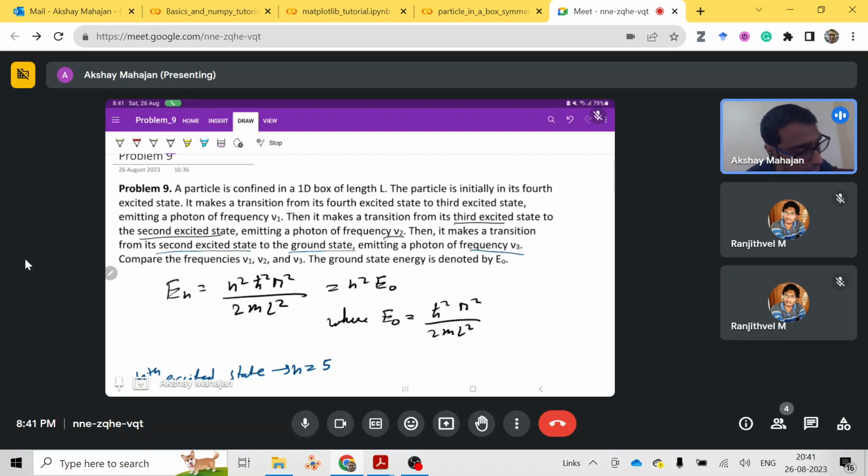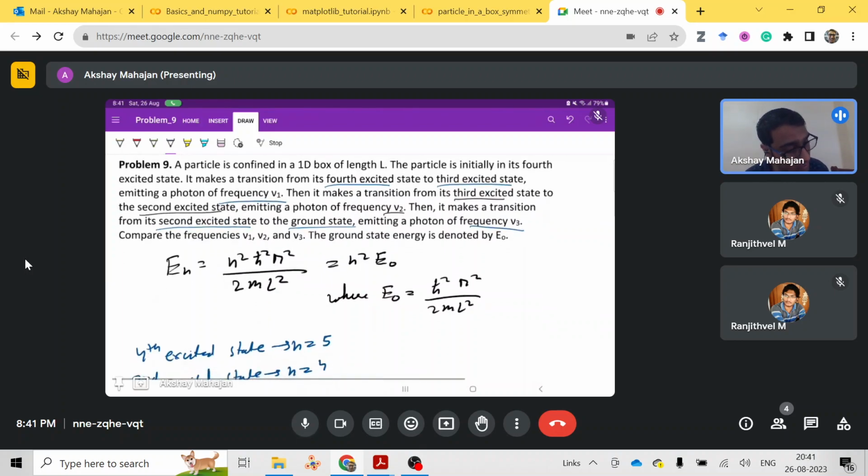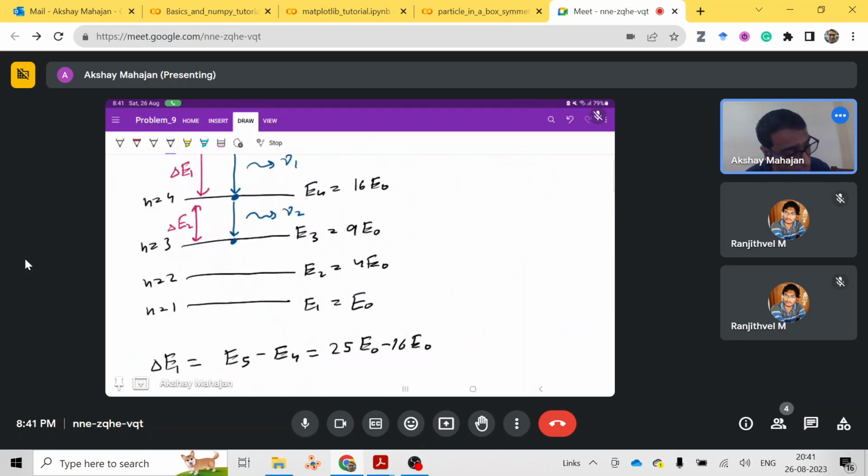So what happened? Our particle went from the fourth excited state, n equals 5, to the third excited state, n equals 4, emitting a photon of frequency nu1. Then it made a second transition from n equals 4 to the second excited state, n equals 3, emitting a photon of frequency nu2. Then it makes a transition from that second excited state, n equals 3, directly to the ground state, emitting a photon of frequency nu3. The energy difference here is delta E3.